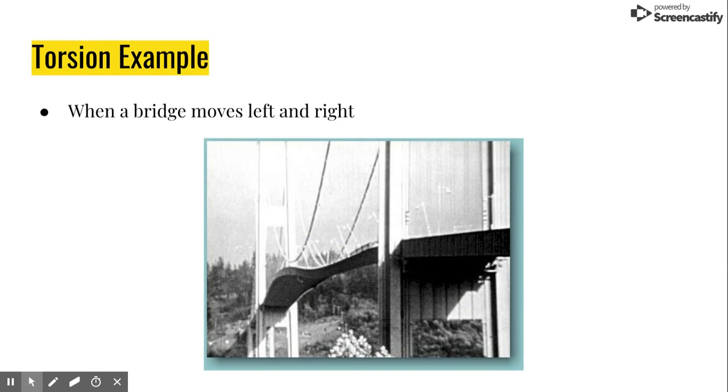We have torsion here, which is a twisting force, and that's when a bridge is going to move from left to right. What you see in the picture here is an example of the Tacoma Narrows. The Tacoma Narrows was built, and in the first week it began to turn left and turn right, and the bridge ended up failing over time because the span, which is the distance between two piers, was too great for the suspension bridge.